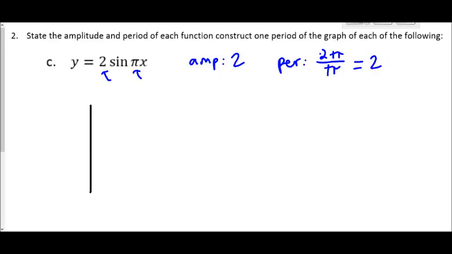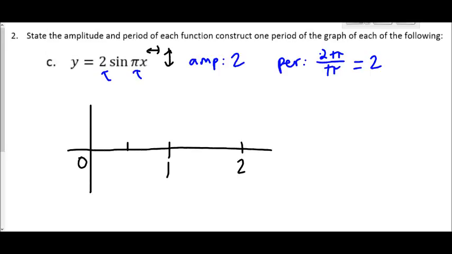So when we make our graph, there's no vertical or horizontal shift. There's no phase shift. There's no vertical shift. So we'll start at 0 and end at 2. Half of 2 is 1. Halfway in between 0 and 1 is 0.5, and halfway in between 1 and 2 is 1.5.